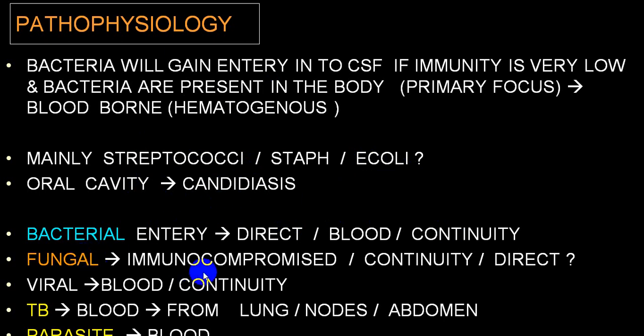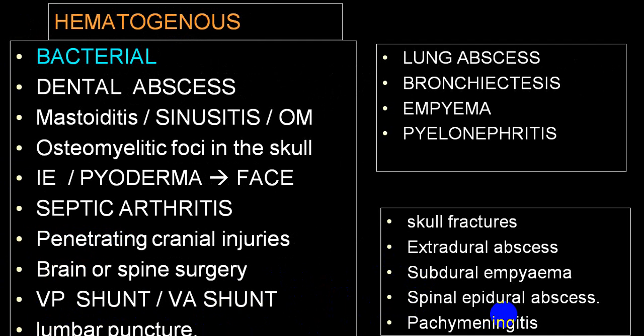Fungal infection will be very common in an immunocompromised host, or by continuity from the oral cavity or from the nasal cavity into the skull, or very rarely by direct entry in an open fracture skull. Viral will be more common with bloodborne or by continuity. Tuberculosis will be bloodborne from lungs, from lymph nodes, or from abdominal tuberculosis. And parasites will be very common by bloodborne spread. We'll be mentioning mainly bacterial infection.